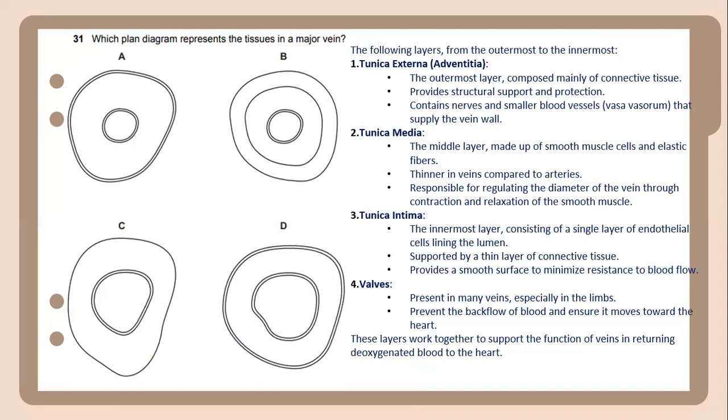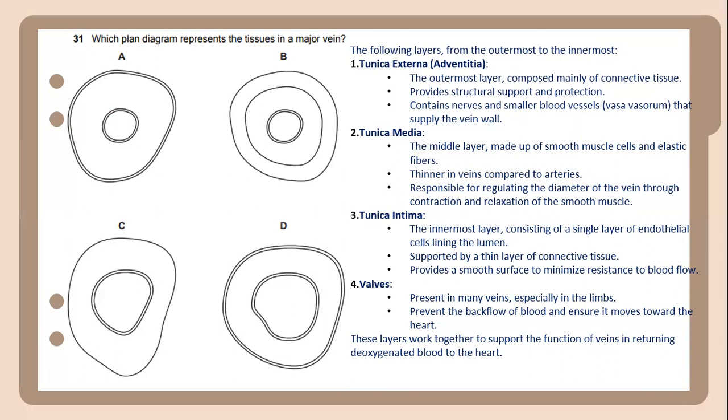The following layers from the outermost to the innermost: we have the tunica externa, or adventitia, the outermost layer, which is composed mainly of connective tissue, which provides structural support and protection. The tunica externa also contains nerves and smaller blood vessels that supply the vein wall. Tunica media is the middle layer made up of smooth muscle cells and elastic fibers, and is thinner in veins compared to arteries, and it is responsible for regulating the diameter of the vein through contractions and relaxations of the smooth muscles.